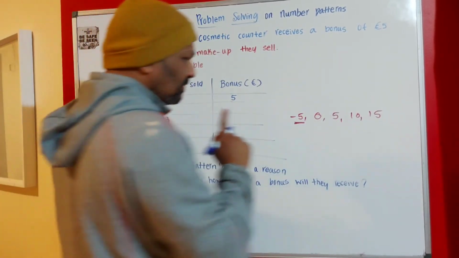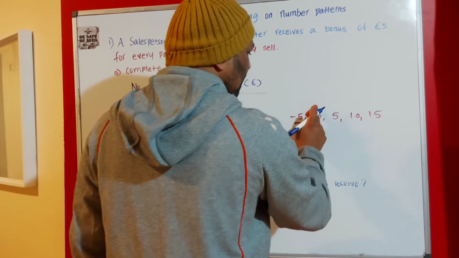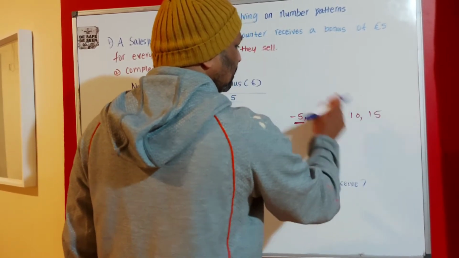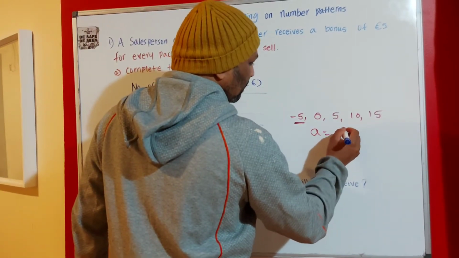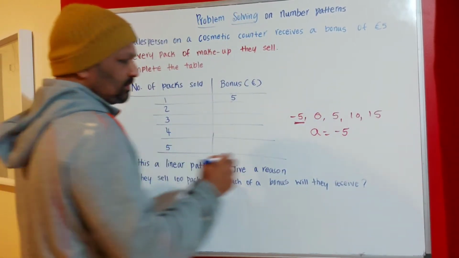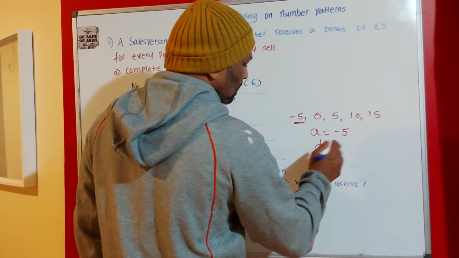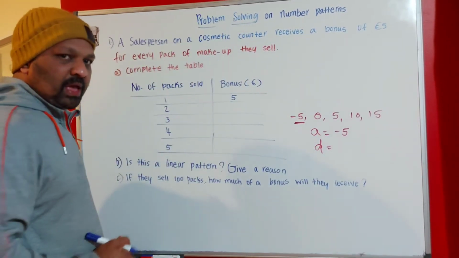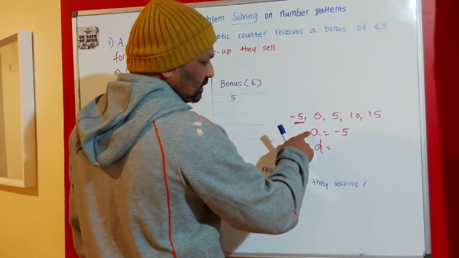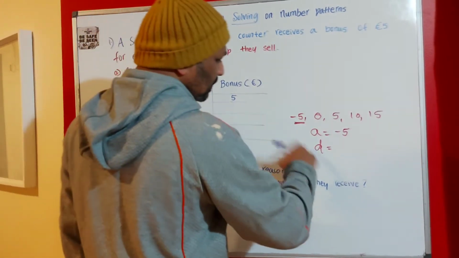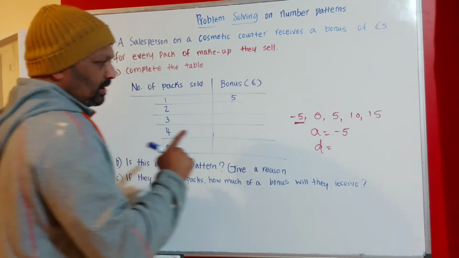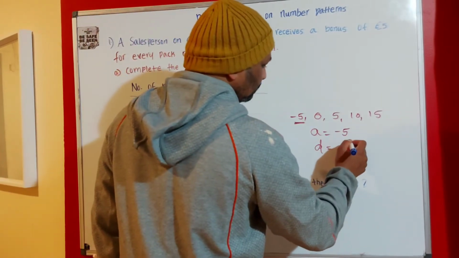The common difference is 5. It is the difference between each pair of consecutive terms. So what is the first term? A is equal to minus 5. The first term is denoted with the letter a, and the common difference is denoted with the letter D. The common difference is 5.